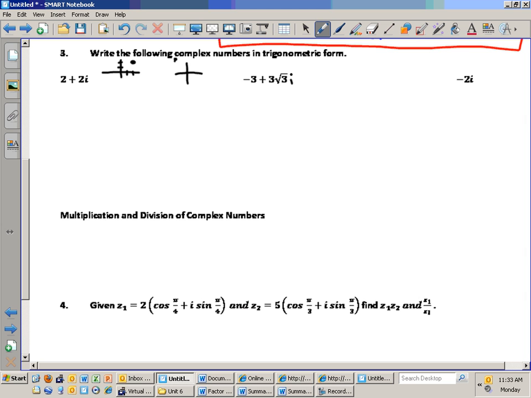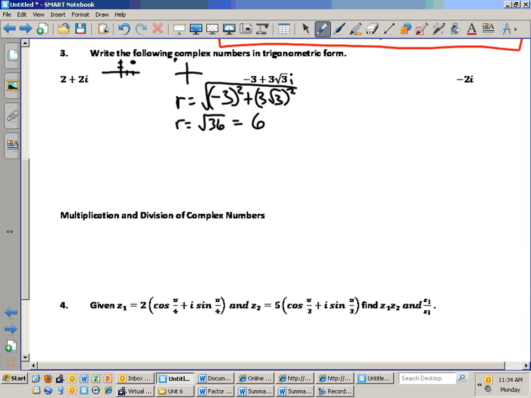Negative 3 plus 3 square roots of 3i. We need to figure out 2 things. We need to figure out r. How do we figure out r? Square root of negative 3 quantity squared plus 3 square roots of 3 quantity squared. What's negative 3 squared? 9. What's 3 square roots of 3 squared? 27. What's 9 plus 27? 36. What's square root of 36? 6.